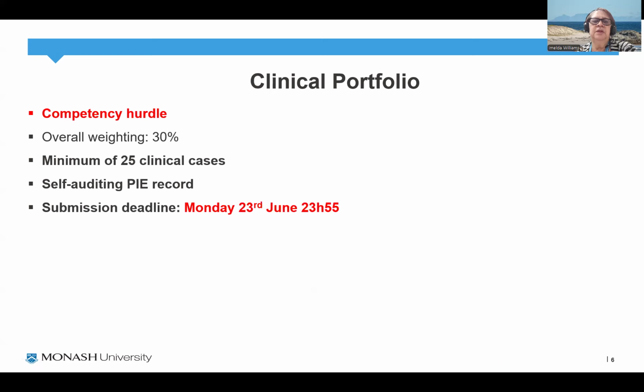So the clinical portfolio is a competency hurdle, and that means that if you do not pass it at first instance, you'll get a second opportunity to resubmit, but that will, of course, be capped at 50%. The overall weighting for the clinical portfolio is 30%, and you should have a minimum of 25 clinical cases, a range of clinical cases applicable to this unit. And then there's a second part to it, and that is the self-auditing PIE record, where you're going to do a bit of statistics. The submission deadline for the clinical portfolio is on Monday, the 23rd of June at 5 to 12 in the evening.